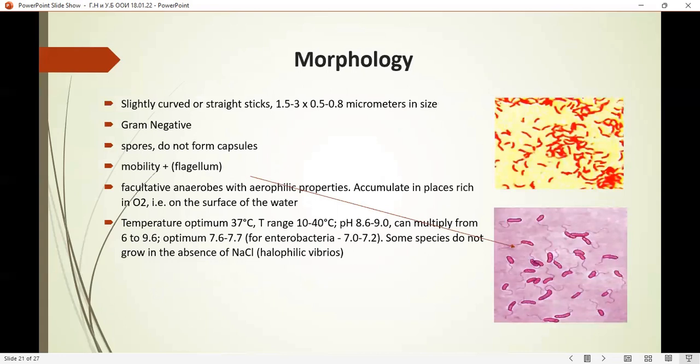Spores and capsules do not form. Mobile due to a long flagellum at the end of the cell. Facultative anaerobes with aerophilic properties. They long remain in reservoirs and food products.